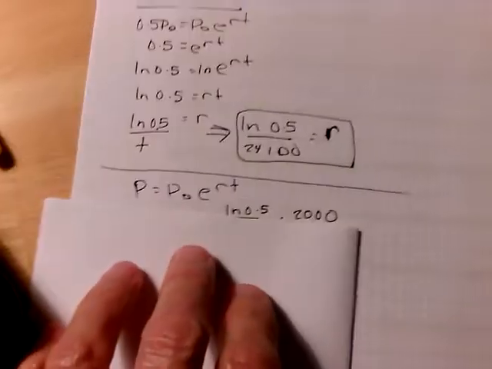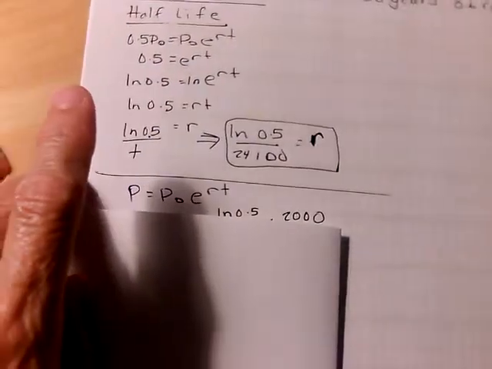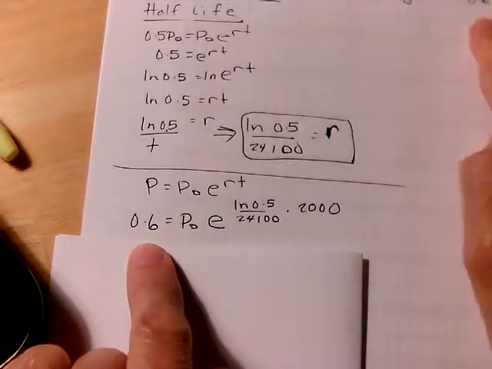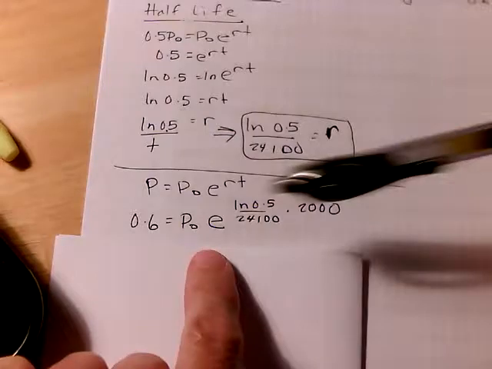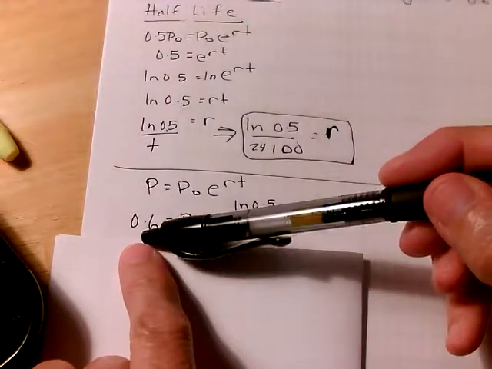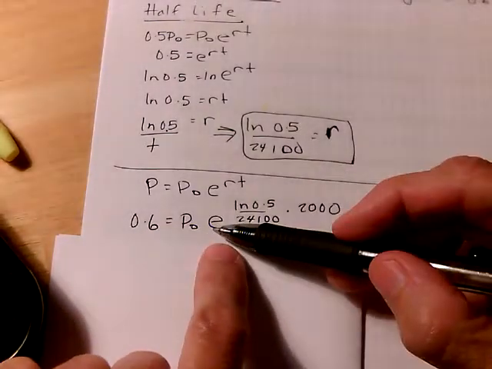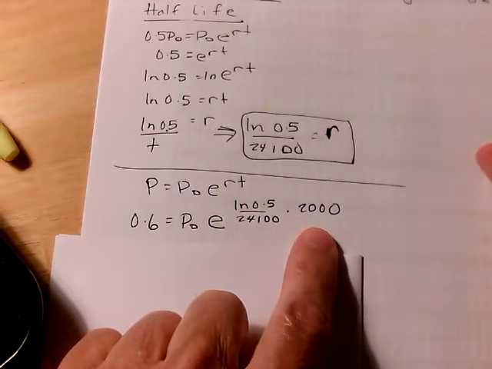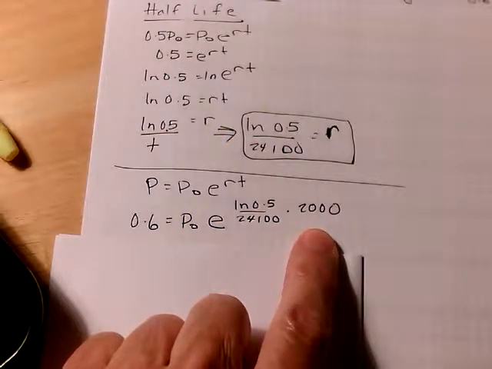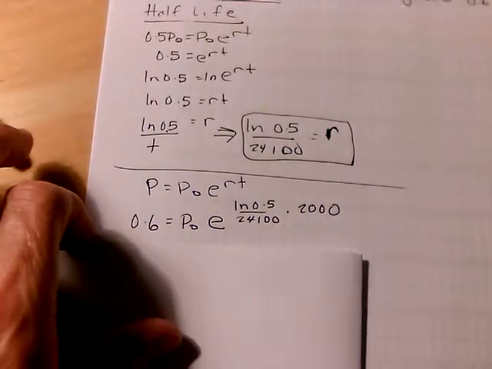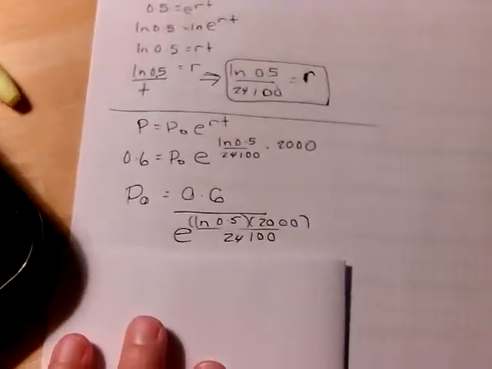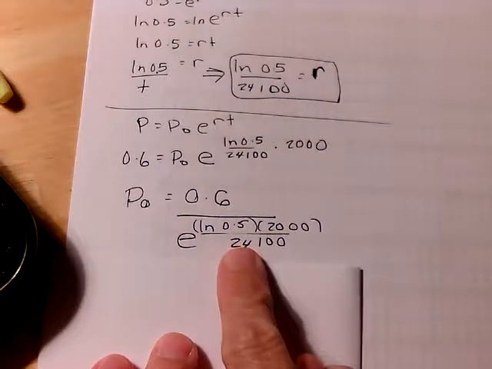Now, moving towards our problem solution, again, we're going to go back to our model, and we want to know what P naught is when our population is 0.6. So we're going to put 0.6 in for P, this is my unknown, e to the r comes from this times t, and that t comes from 2,000 years, which was given. Then we just have to start moving some stuff around and get P naught by itself. So this is the expression.